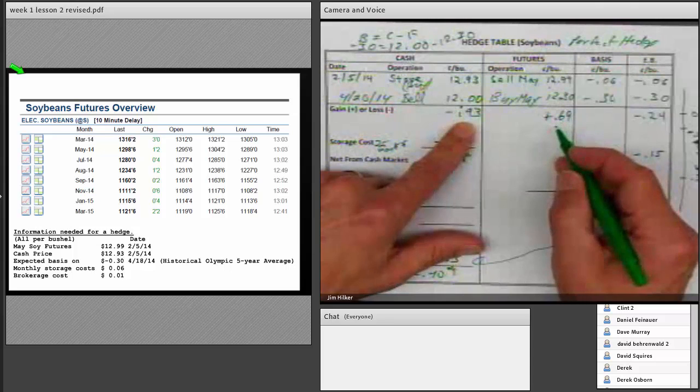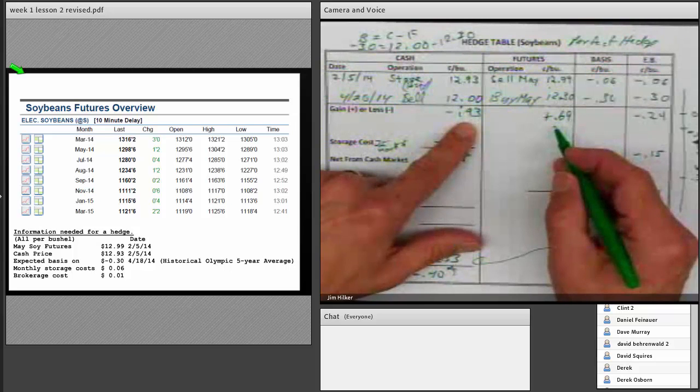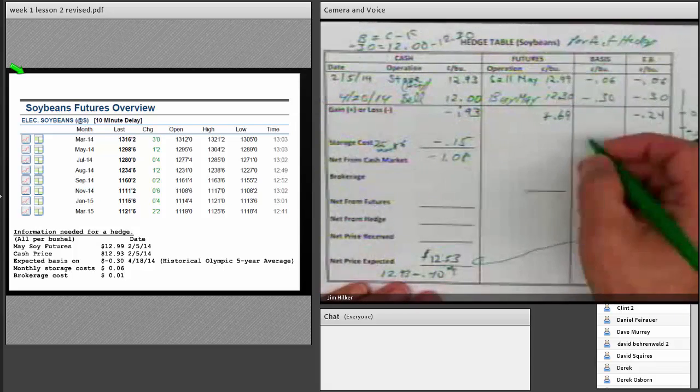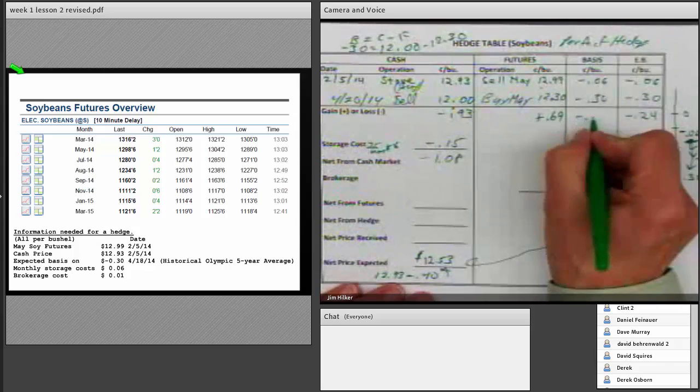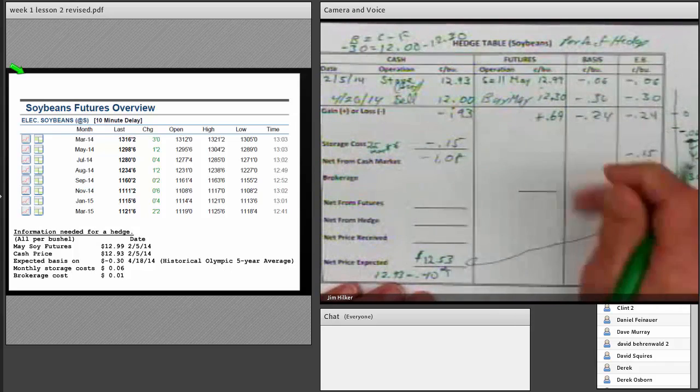When the futures went down, we made more money in futures than we lost in cash. Just like you see in this column, if this number didn't happen to be negative, we lost money. We're going to use the tools on this side. Basically, as you can see, we lost 24 cents of our quadrant.